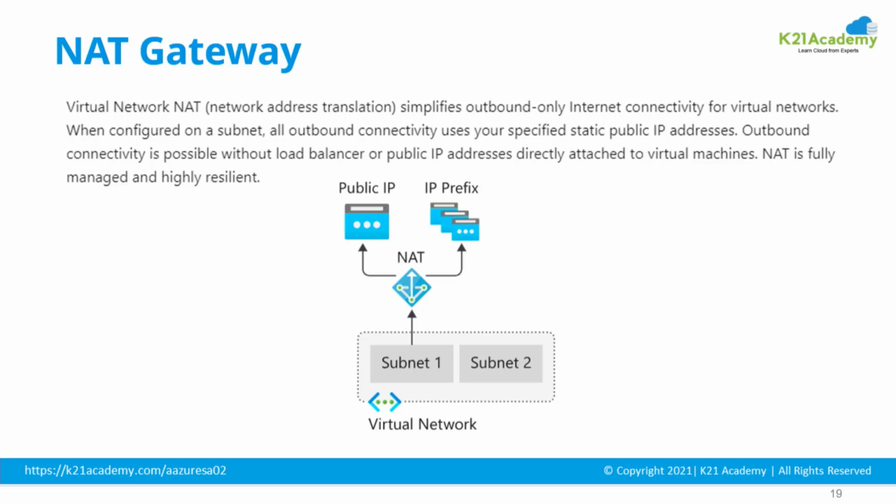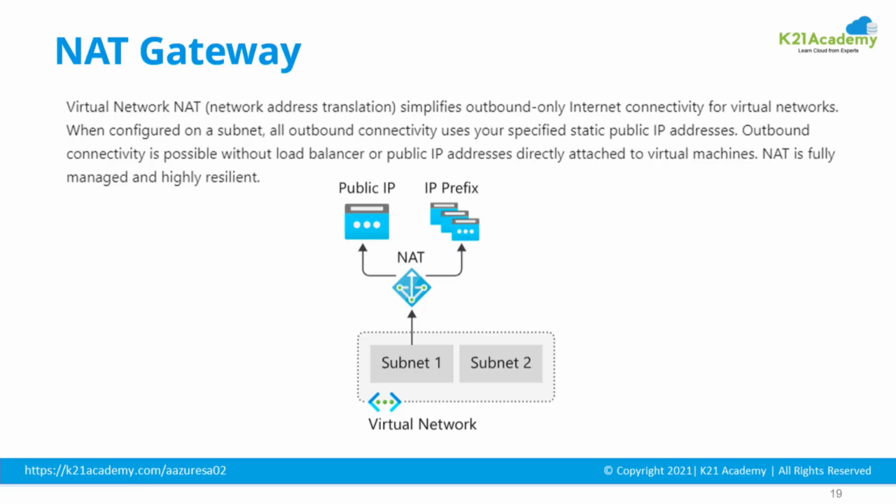So NAT simplifies outbound-only internet connectivity for a virtual network, meaning when a request goes out from a machine or a subnet, it will connect through the NAT gateway and present the IP address of the NAT instead of the server's IP address. That's what happens in simple words. So outbound connectivity is possible without any load balancer or public IP directly attached to the virtual machine.